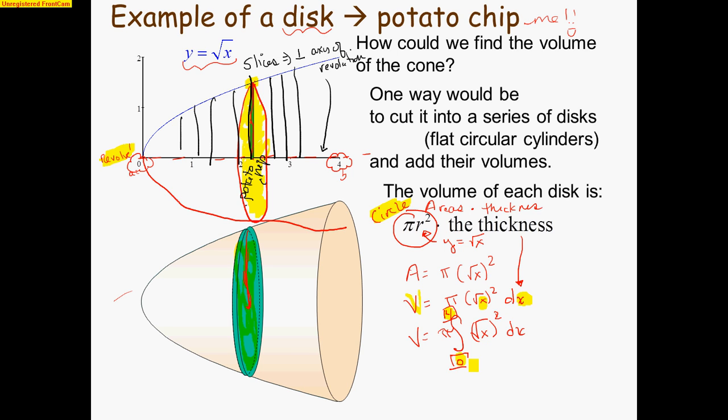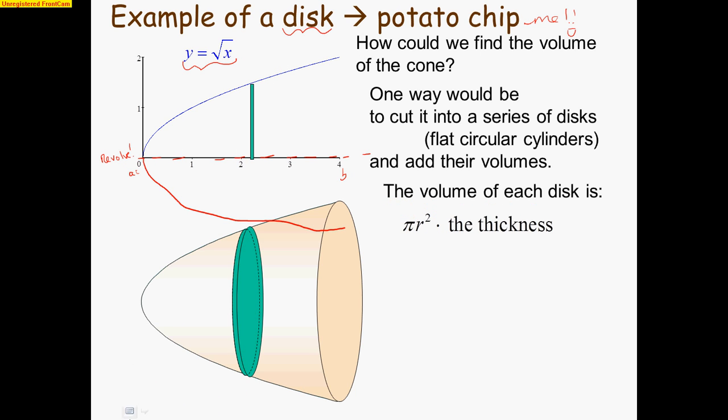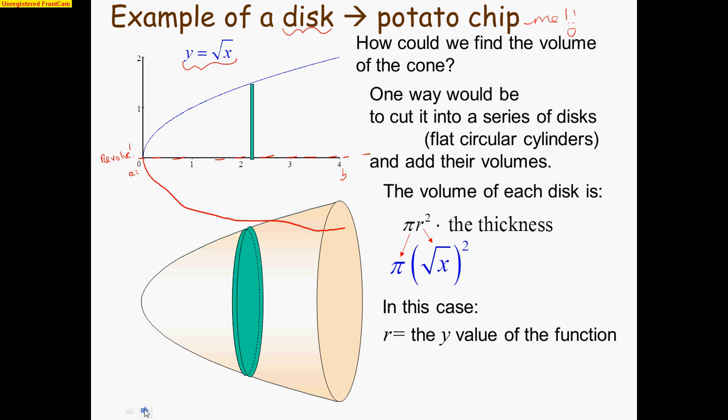That's called foreshadowing. Now I'm going to erase all this and show you it in a neater fashion. So in this case, the radius again was the y value of the function. The thickness was a small change in x, so that's dx.